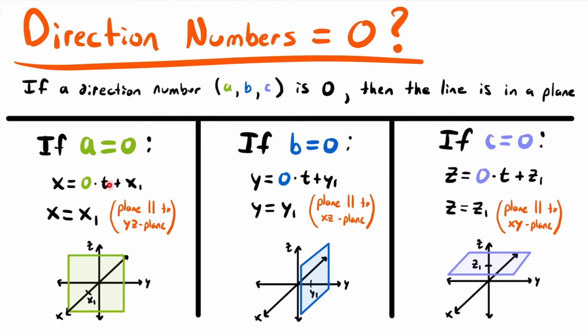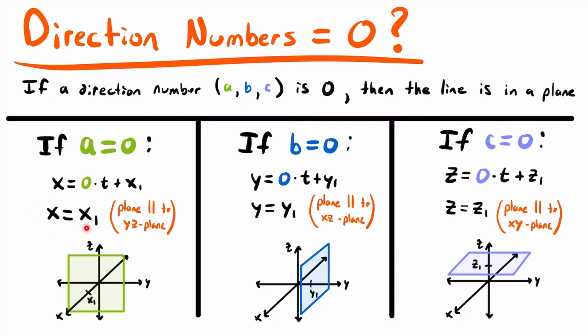And so you have 0 times t plus x1, which means that this whole term just becomes 0. Anything times 0 is 0. So this equation just becomes x equals x1. And that on its own is the equation of a plane, right? In the 3D coordinate system, if you have x, y, or z equal to just some number, that represents a plane in the 3D coordinate system.